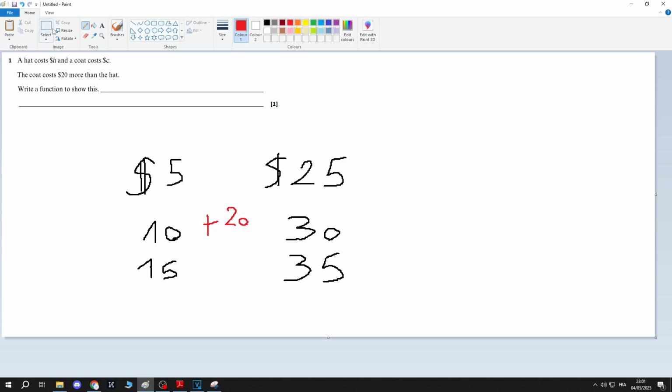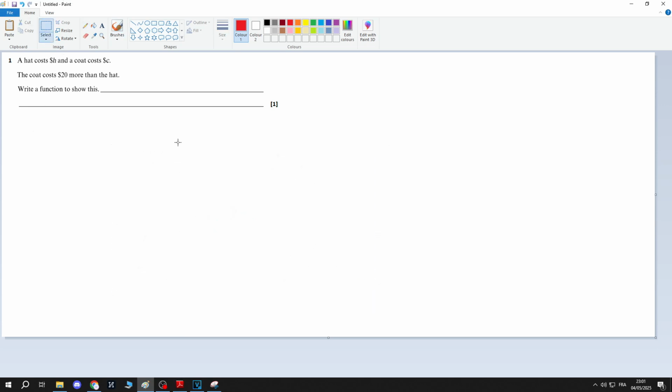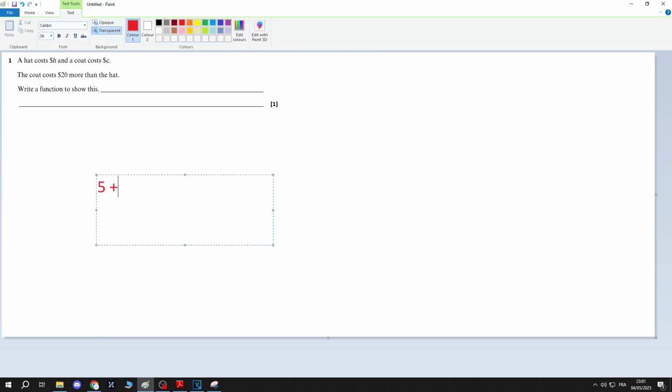So we could write it this way then. 5 plus 20 equals 25. 15 plus 20 equals 35. 10 plus 20 equals 30. So the first number that we input was the cost of the hat. I'm going to highlight that in green. And the cost of the coat, I'm going to highlight in blue. And the constant thing that never changes was that plus $20, right?